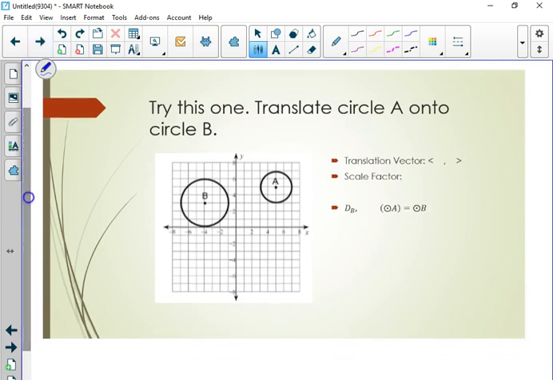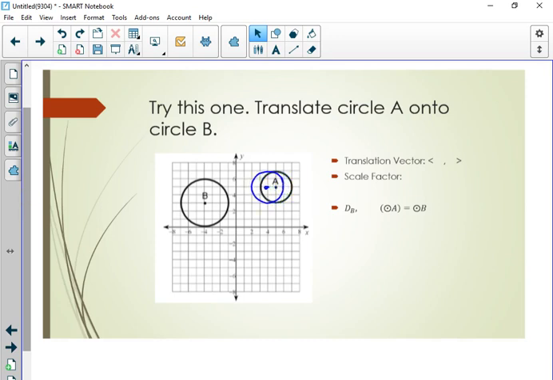So try this one. We're going to translate circle A onto circle B. So this time we're taking A and we're going to move it to B. Okay? So X. How do we move our X's? So we're going to go left 1, 2, 3, 4, 5, 6, 7, 8, 9.